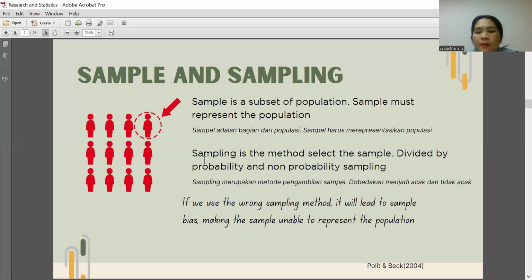Sampling is the method to select the sample. How do we select the sample? It is divided into probability and non-probability sampling. So if we use the wrong sampling method, it will lead to sample bias, and it will make the sample unable to represent the population.